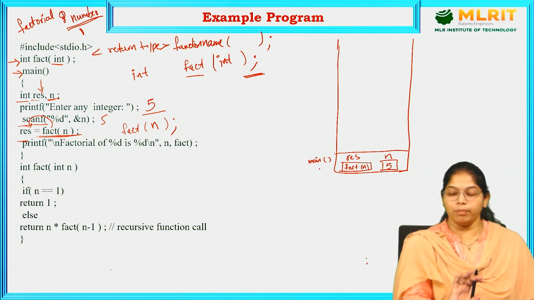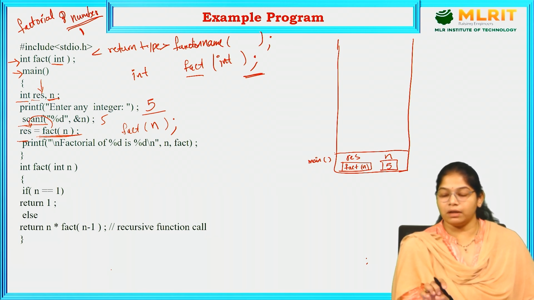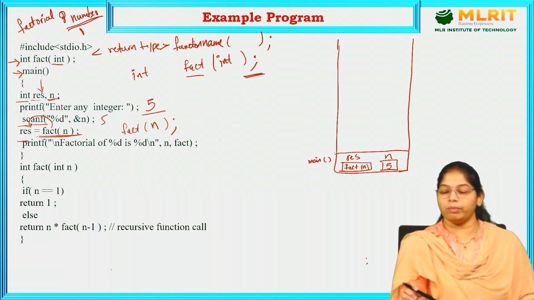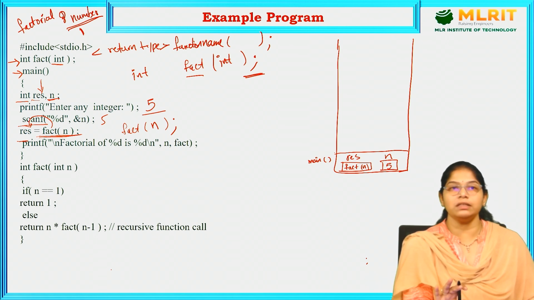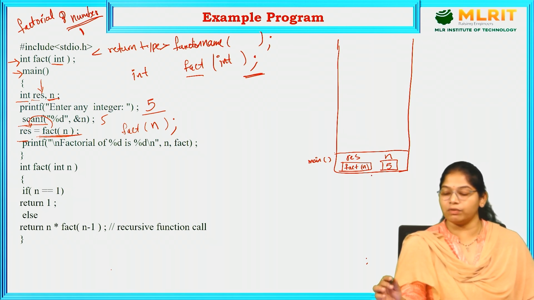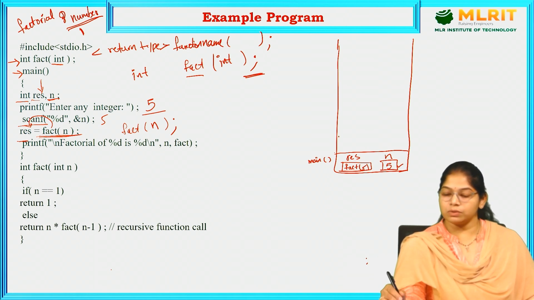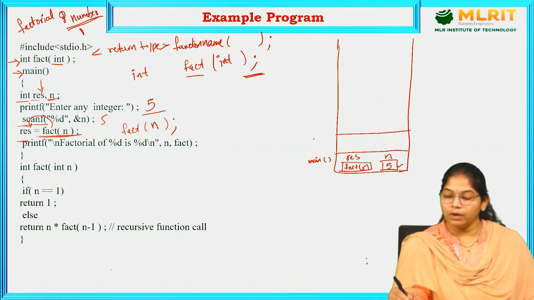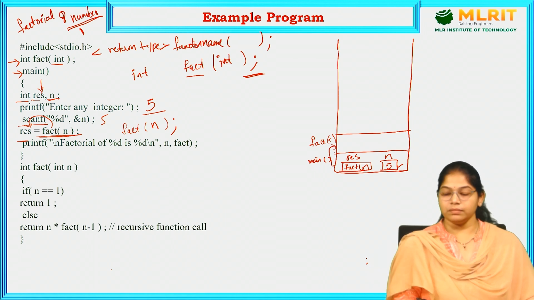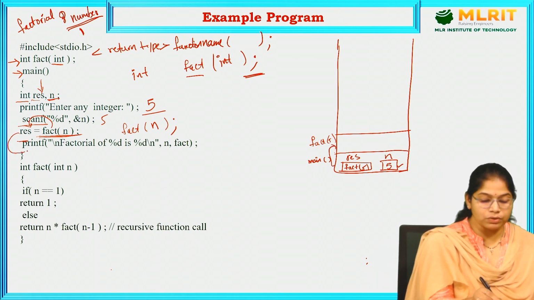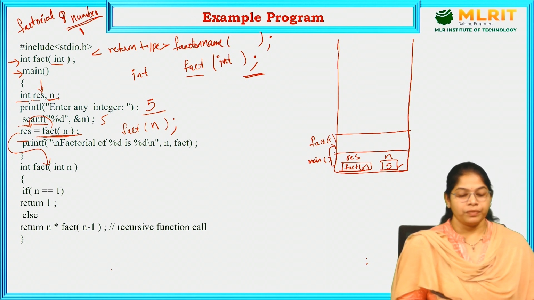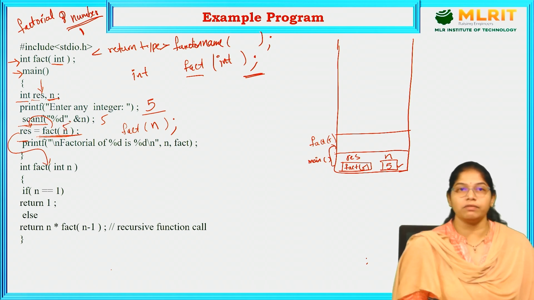So some memory segment is allocated to main. In the same way, some segment is allocated to the function fact of n, where n is 5. Here we gave n value as 5, so some segment is allocated to fact of 5. Now the control goes to the function definition, where n value is 5.